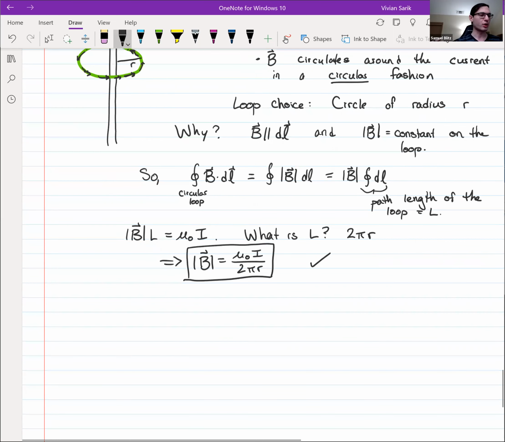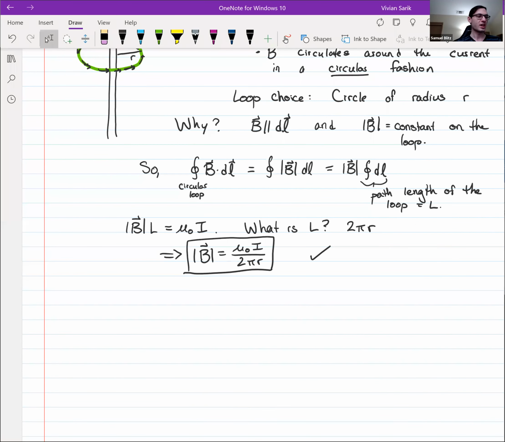Now, there's another example in the Young and Friedman book that's basically the same problem, but instead of just an infinitesimally thin wire with current running through it, it's just some thick wire. So I suggest you take a look at it because that will tell you some more generalized results. It'll be basically the same result when you're outside the wire, but if you're inside the wire, it'll be a little bit different.